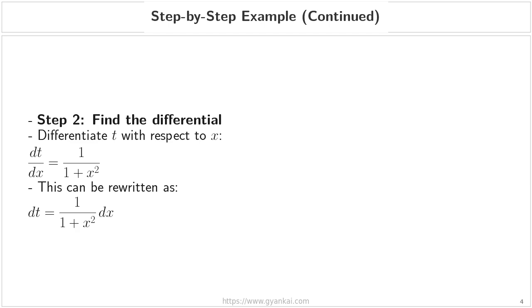So we calculate dt by dx, which is the derivative of t with respect to x as we discussed earlier. The derivative of inverse tangent of x is 1 over 1 plus x squared. So, dt by dx equals 1 over 1 plus x squared. Now, to make this useful for our integration, we rewrite this equation. We multiply both sides by dx to get dt equals 1 over 1 plus x squared multiplied by dx. This dt is what we'll substitute into our integral, replacing the part involving x and dx.